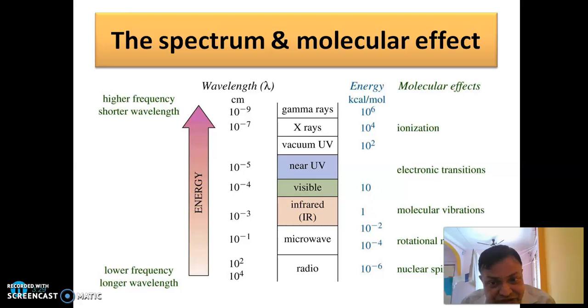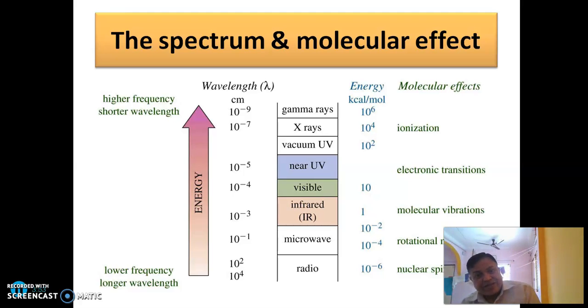then UV and visible. Commonly we say 200 to 400 nanometer, that is UV, though actually that is 180 to 360. And visible, commonly we say 400 to 800 nanometer, but that is also 360 to 760 nanometer.